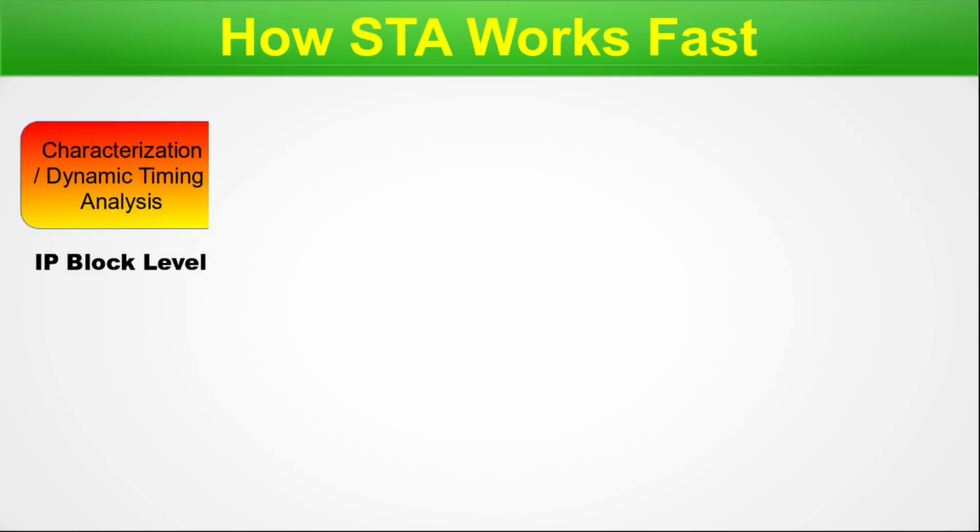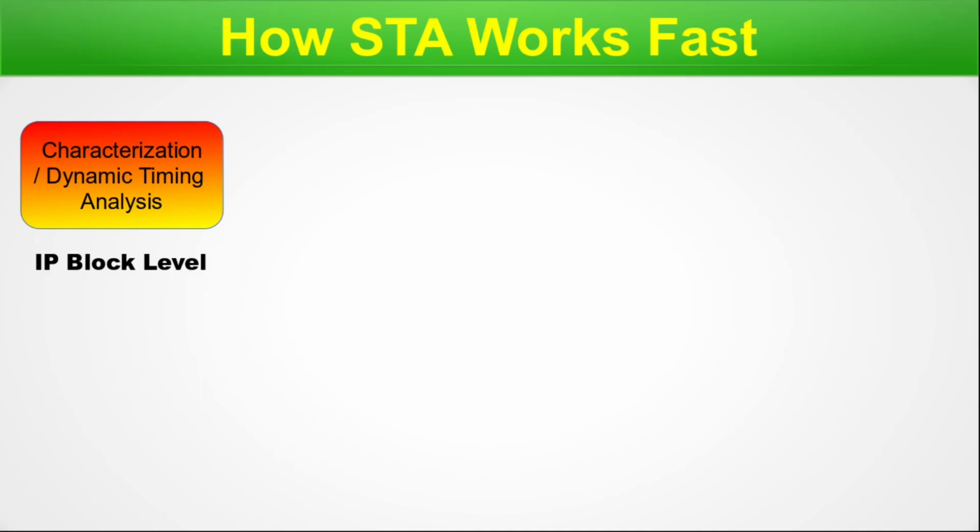Let us see how. So far we have seen why STA is preferred. Now you may be wondering how STA works so fast for such a big design such as ASIC or SoC. Let me explain. The IP blocks are characterized by characterization tools such as Liberate. This process of .lib generation takes at least a month for any IP vendor for all the standard cells, including all the PVT variants.